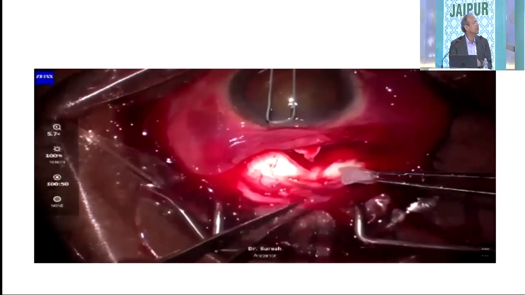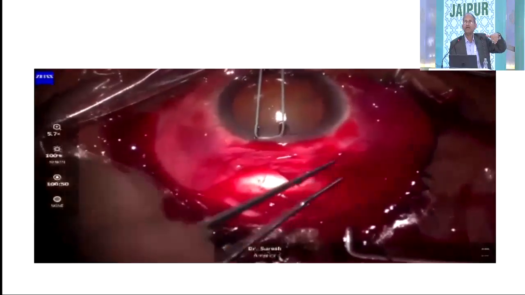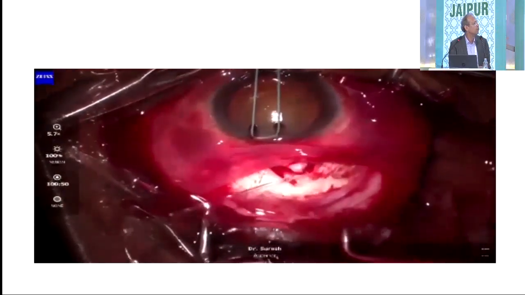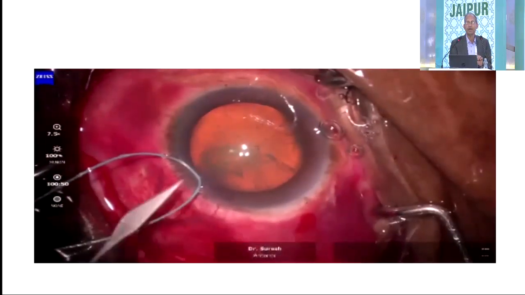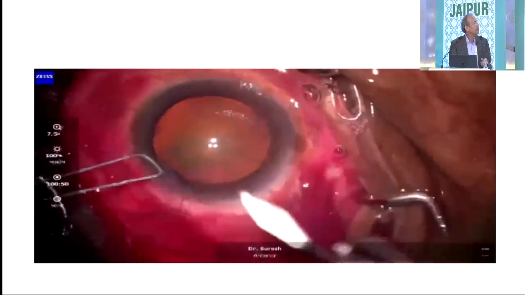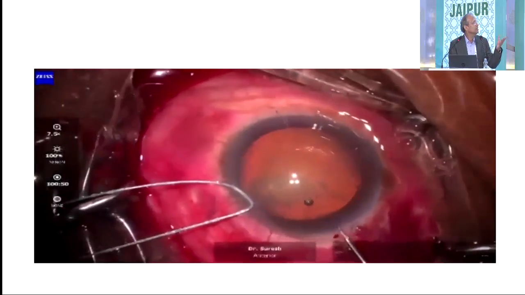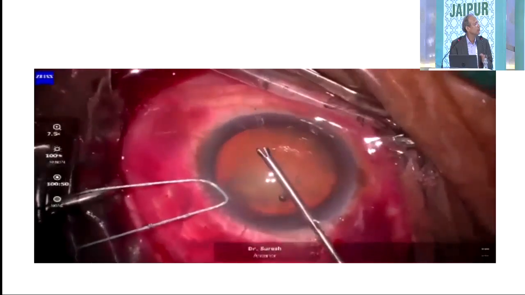Mitomycin C is being applied. You have to apply mitomycin C to a wider area to have fewer side effects of mitomycin C. It's applied for 2 minutes, 0.02%. Then thorough washing should be done so that excessive mitomycin C, which has not gone inside the cells, will come out. Then standard phacoemulsification is being done from the temporal side.